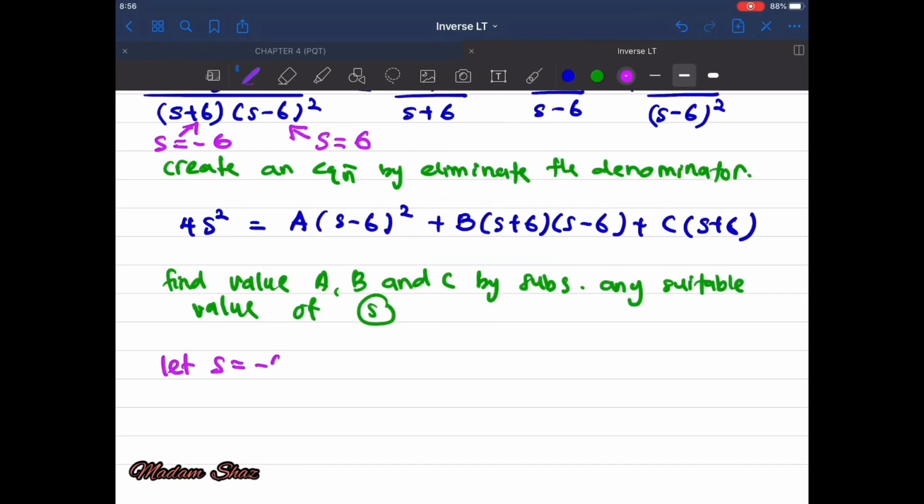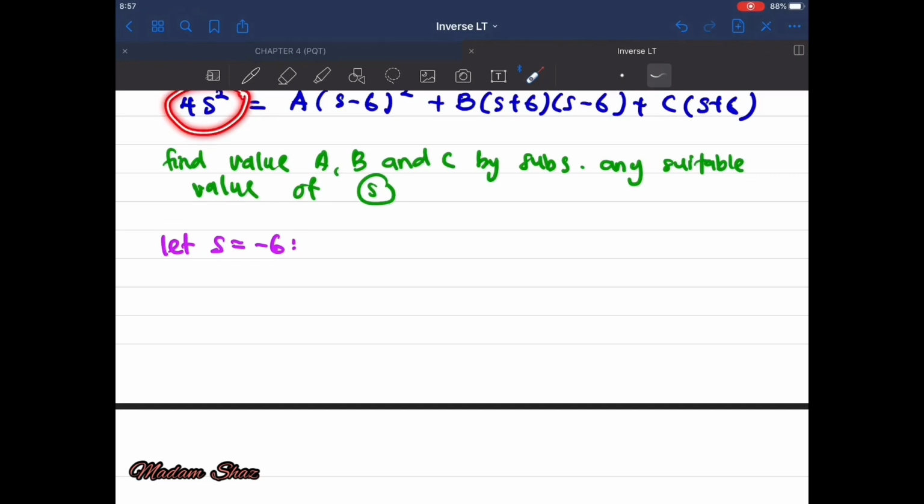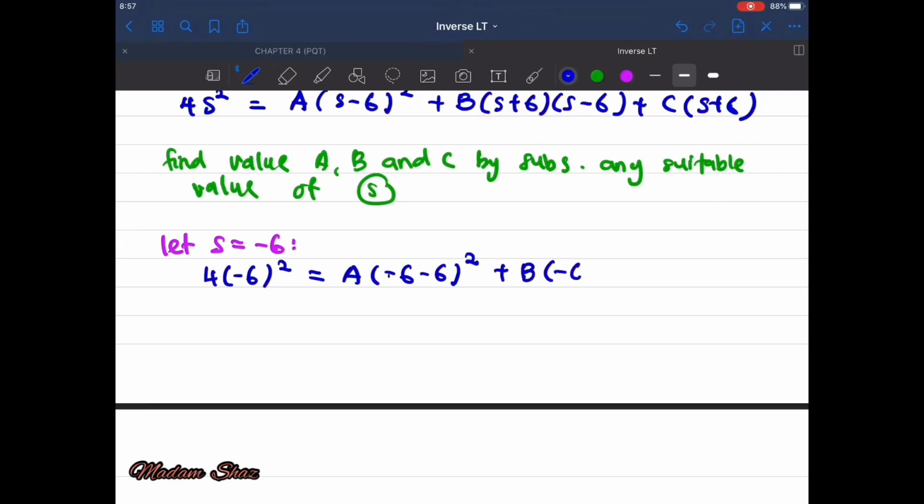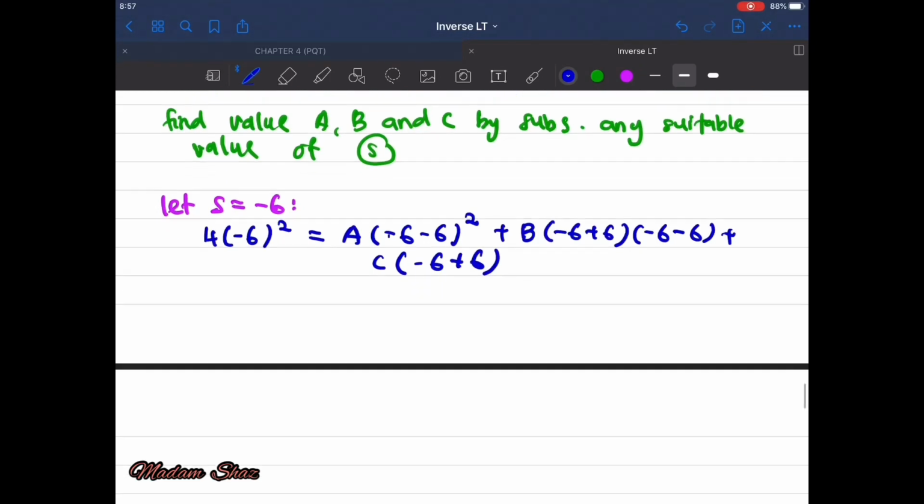So let s be equal to negative 6. You have to substitute s equal to negative 6 into the equation that you created before. 4s square means 4 multiplied by negative 6 to the power of 2, is equal to a multiplied by negative 6 minus 6 to the power of 2, plus b multiplied by negative 6 plus 6, negative 6 minus 6, plus c multiplied by negative 6 plus 6. So now you have to simplify the whole thing.